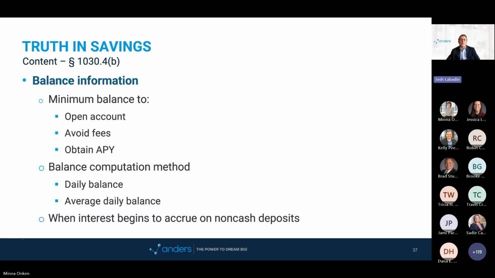The balance computation method, either daily balance or average daily balance. So pretty self-explanatory. Using daily balance, interest is calculated each day on the actual balance in the account. So the balance is $500 on Monday and $1,000 on Tuesday. It's calculated separately for each day. Average daily balance, you can probably figure out, uses the average of the balances each day during the statement period. And then when interest begins to accrue on non-cash deposits, typically we see the same day as the deposit. You can also disclose business cutoff time if you want and apply that as well here.